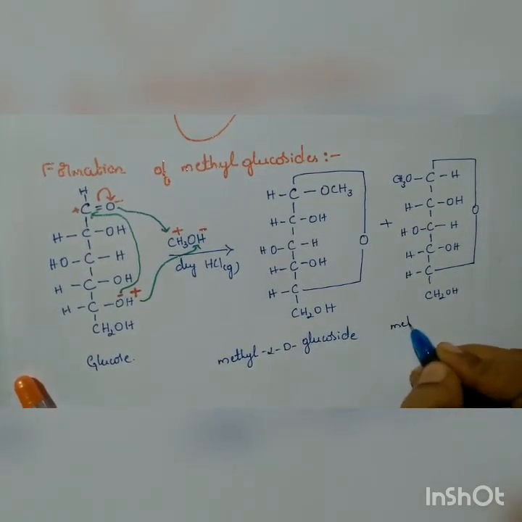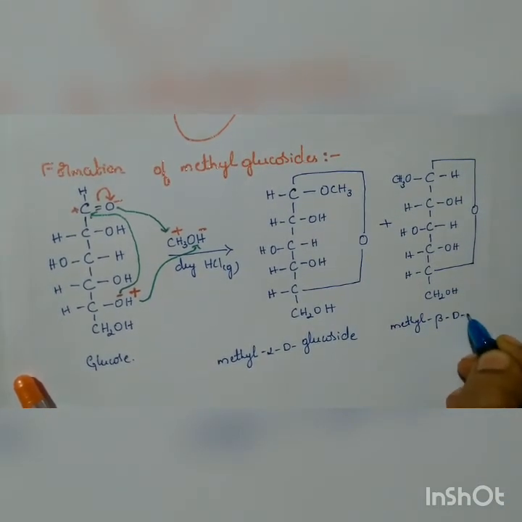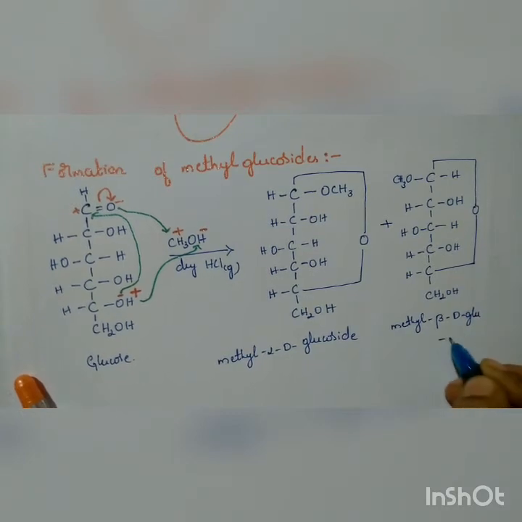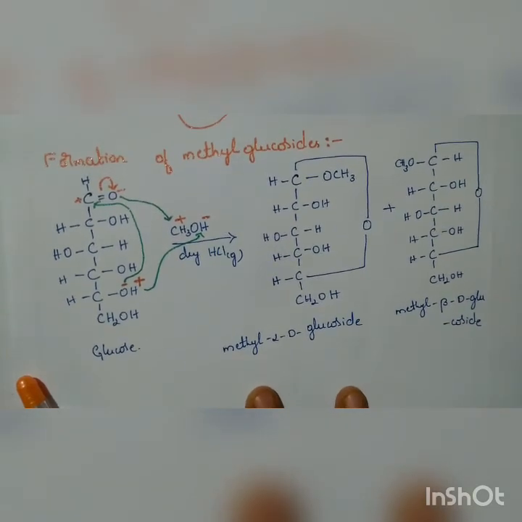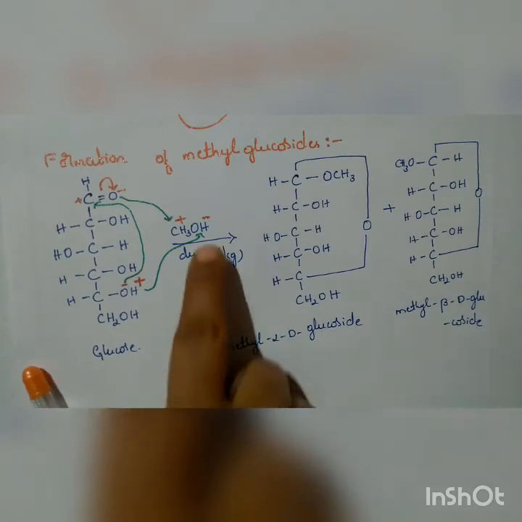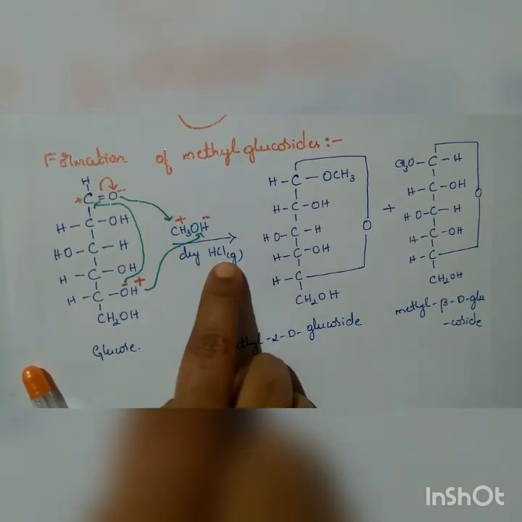So this is methyl beta D glucoside. So that is the two products we got. One is alpha and the other one is beta. So this is the formation of methyl glucosides upon the reaction between glucose, methanol and dry HCl.